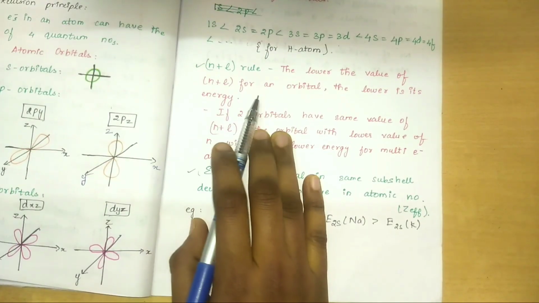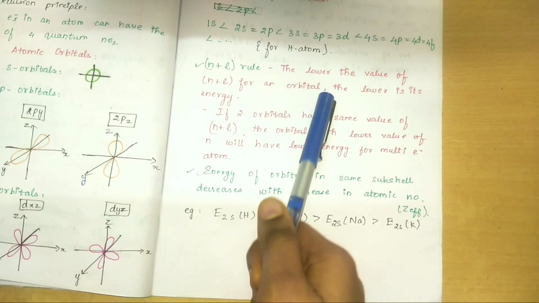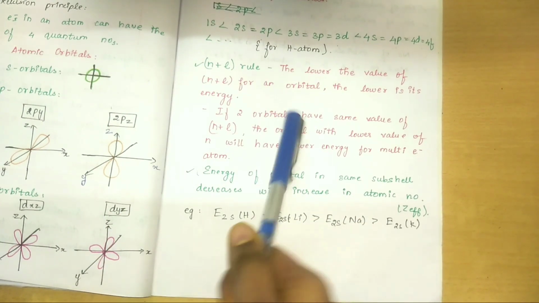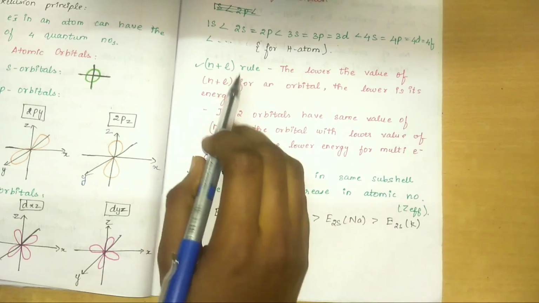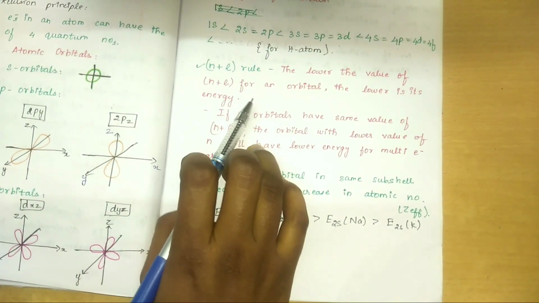We can apply the n plus l rule for finding this out. So what does it mean? It means the lower the value of n plus l for an orbital, the lower is its energy. It is talking about the energy first. If its value is low, energy will also be low.